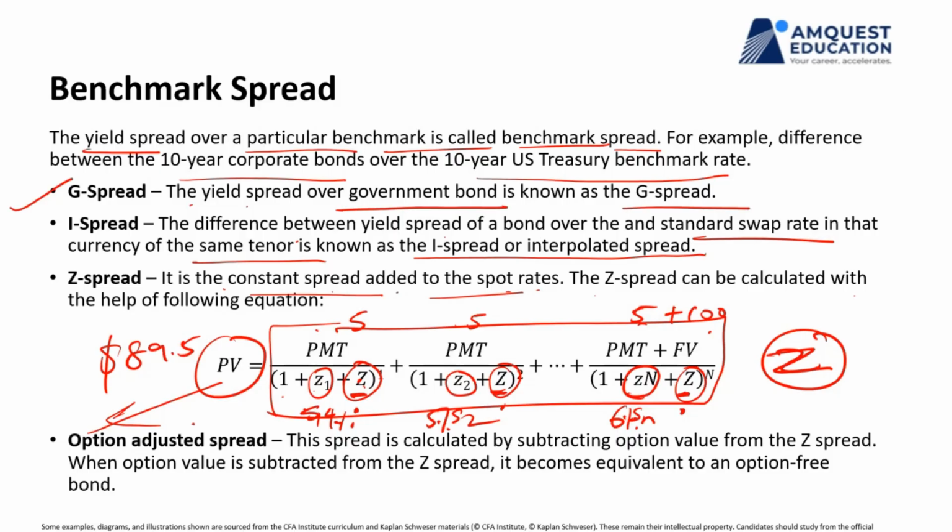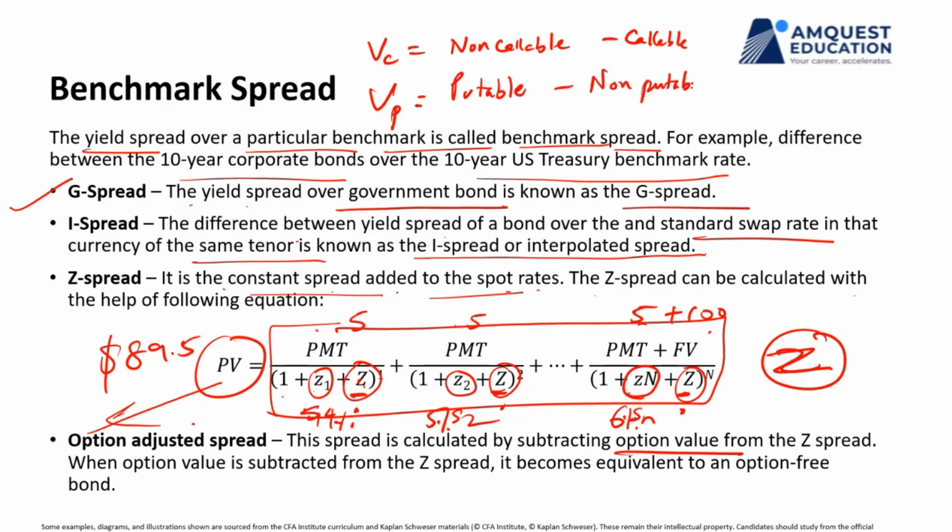Then comes option adjusted spread. The spread calculated by subtracting option value from the Z spread. It is an option adjusted spread. So we already talked about how to calculate an option value, like a call option value. Remember, value of call option was non-callable bond minus callable bond. But we should also talk about put option. Value of the put option is puttable bond minus the non-puttable bond. It is slightly opposite, because puttable bond trades at a value higher than non-puttable.